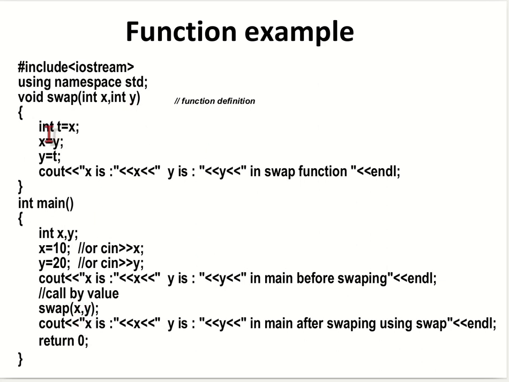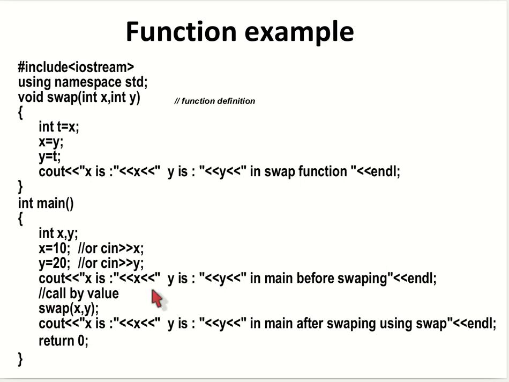Okay, and here x is equal to 10, y is equal to 20, and inside this, x will become y, y will become x. So now after the exchange, or after the swapping, x is 20, y is 10 after the swap, inside the swap function. Okay, and in main, it is called by value.